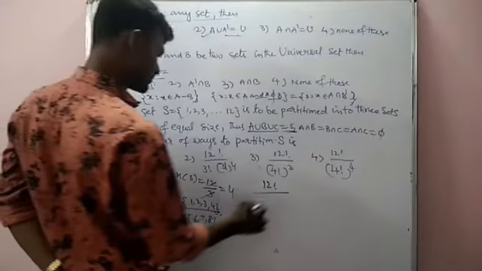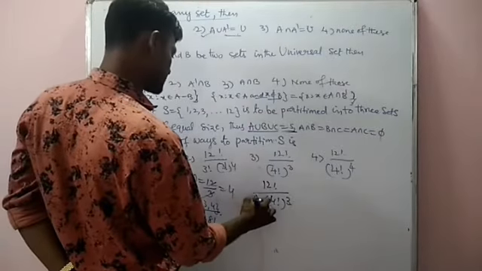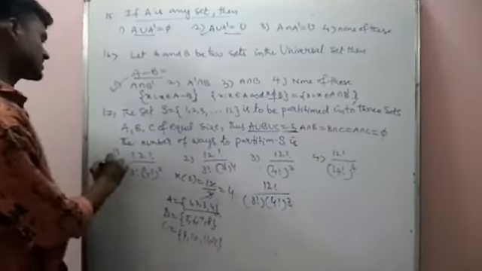Then 4 elements means 4 factorial whole cube. The number of sets is 3, that is also 3 factorial. Then my option is 1.